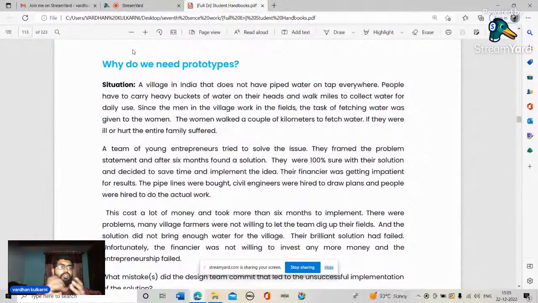So the situation is a small village in India where they don't have any pipe connection, or a pipe connection tap everywhere.